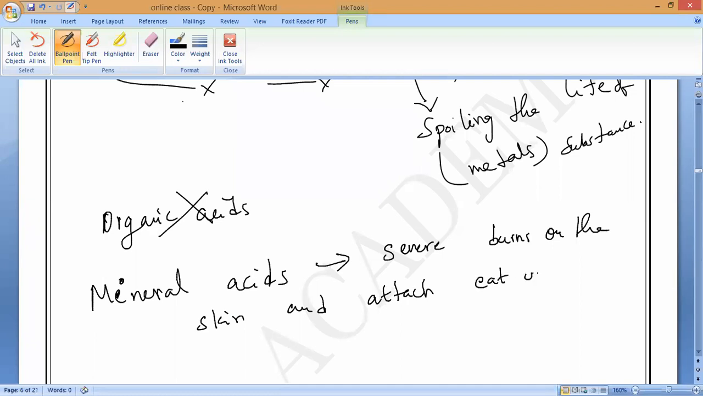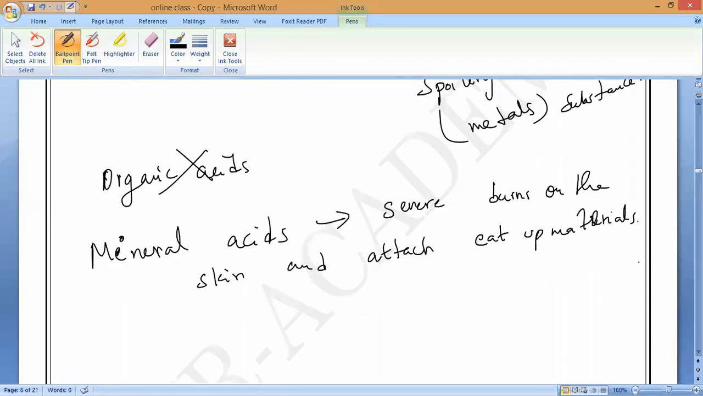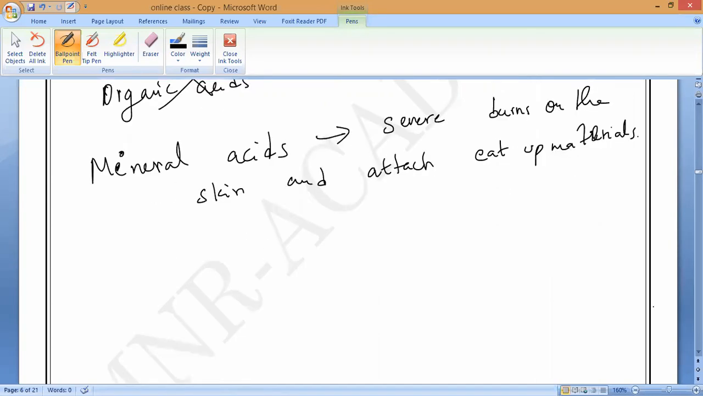They eat up materials. What are the materials in our home that get eaten up? Do you have cloth? Wood? Metal structures and stonework, everything is said to be corrosive in nature.